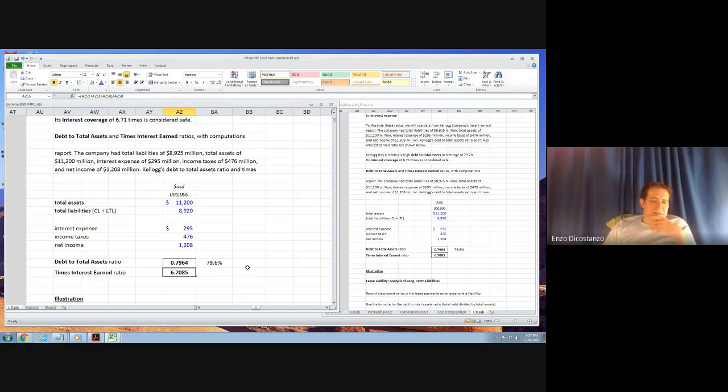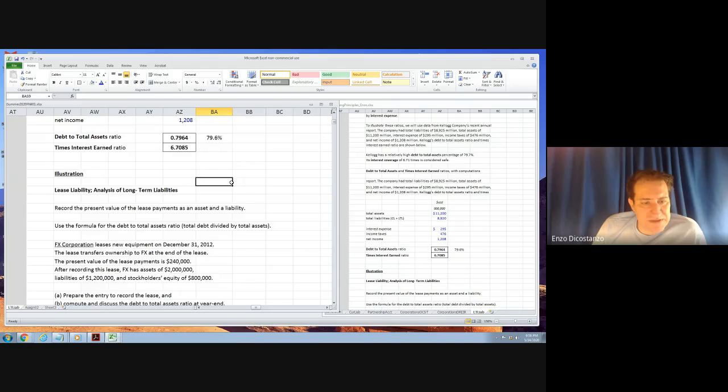My fault. So what this means is, before interest expense and taxes, you have 6.7 times the amount of money that you need to cover your interest. So you could cover that interest expense 6.7 times. Okay, that's really what that means.